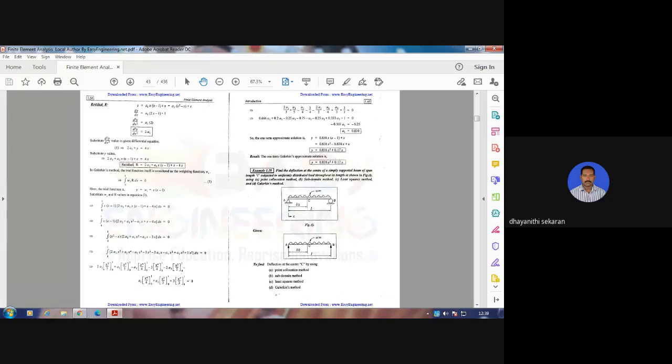Okay, so we know very well the Galerkin method: the integral over the domain of w_i times R dx equals 0. Here w is x into (x minus 1). So the integral from 0 to 1 of x (x minus 1) times [2a1 plus a1 x (x minus 1) plus x minus 4x] dx equals 0. We are integrating.